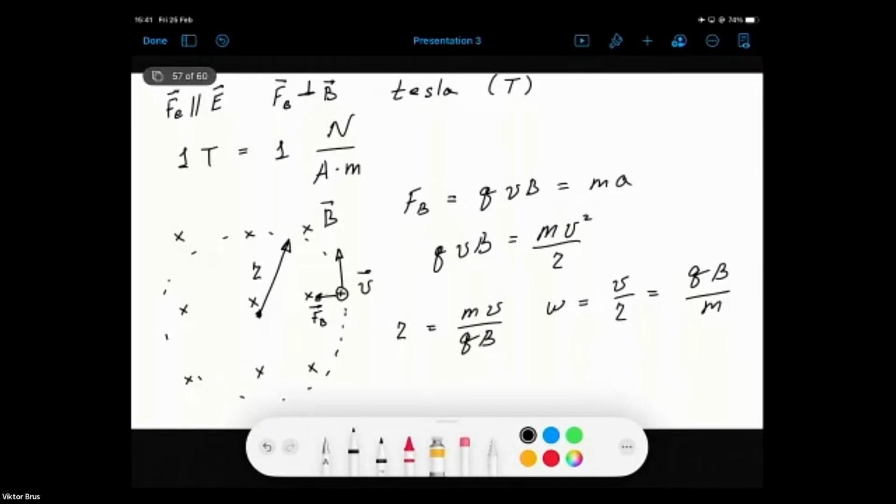Also for the period, we can write that the period of one rotation will be 2 pi r divided by v, which will actually be 2 pi divided by omega, and that will be 2 pi times m, mass of the charged particle, divided by electric charge times magnetic field B. So this frequency omega is called the cyclotron frequency.